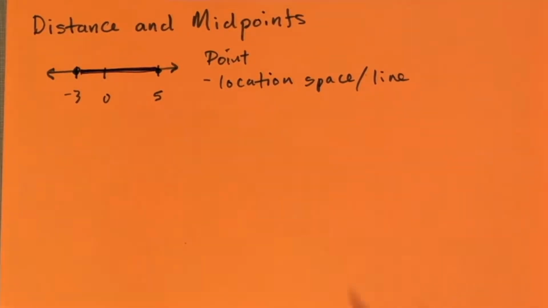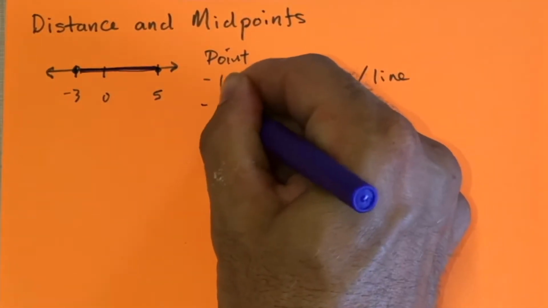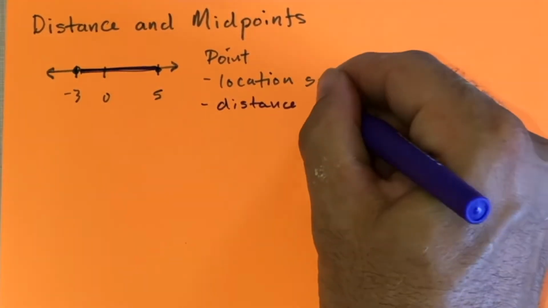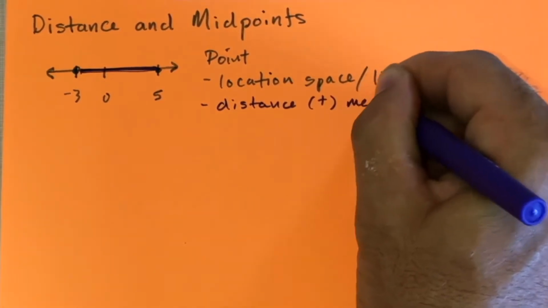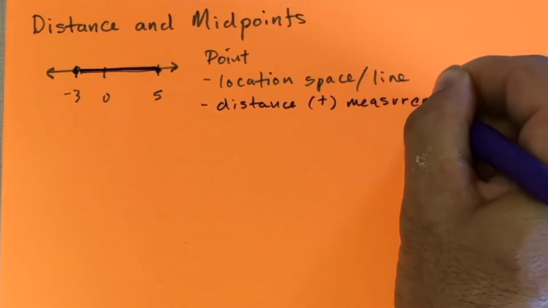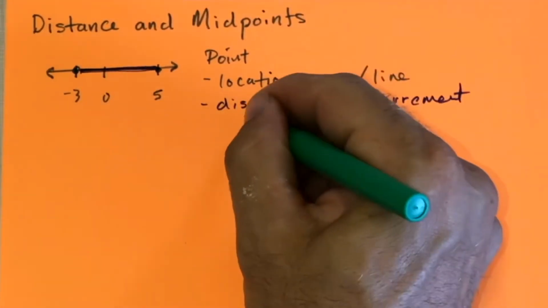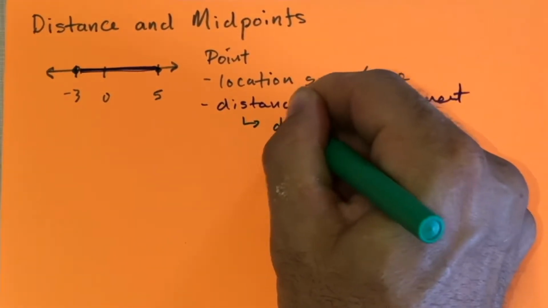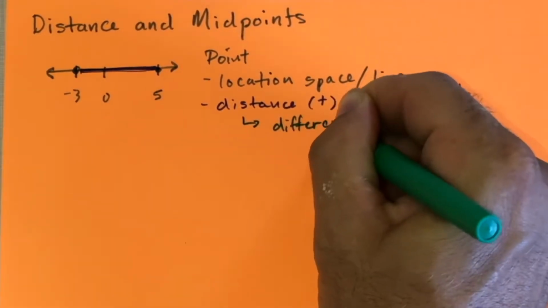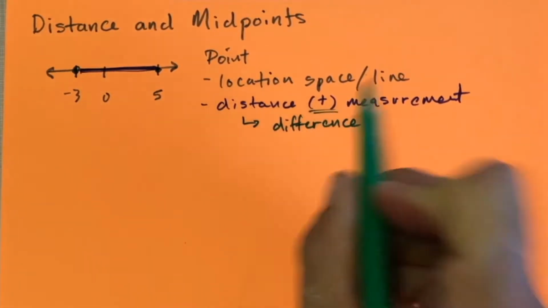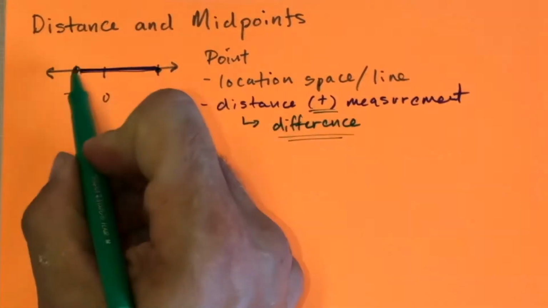Now keep in mind, with distance, a focus you want to have is that it is always going to be a positive measurement. Very tough to run negative 3 miles, right? And basically what's happening when you're finding distance, you're finding the difference in the location of the points.